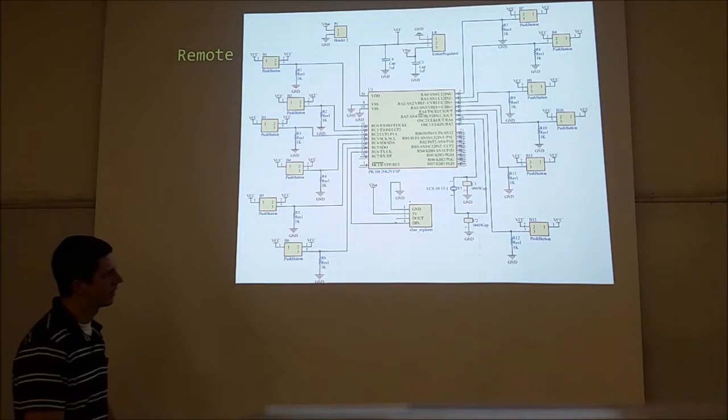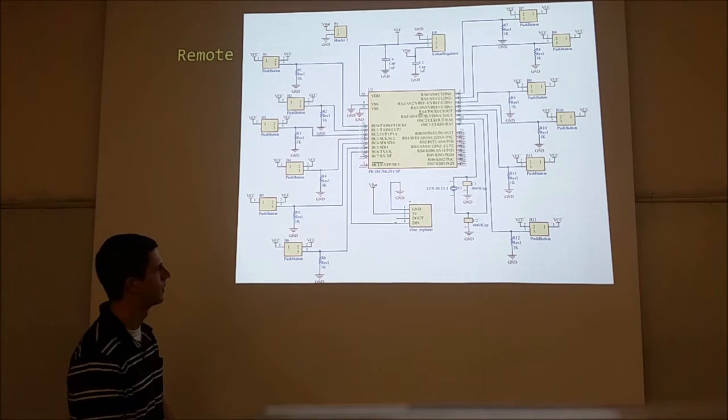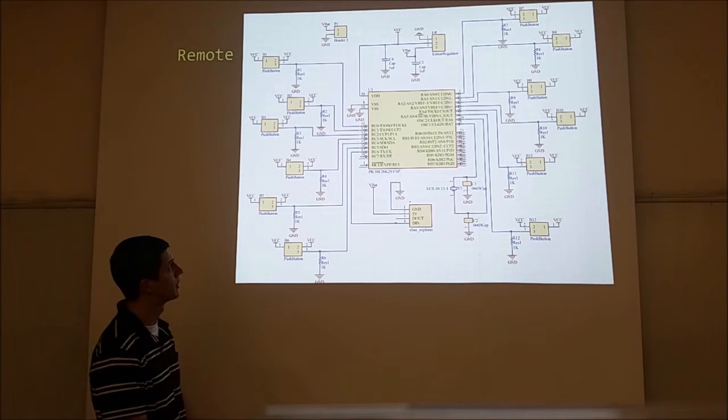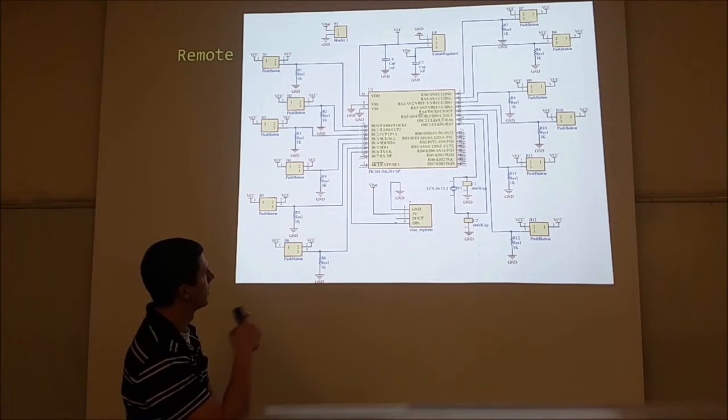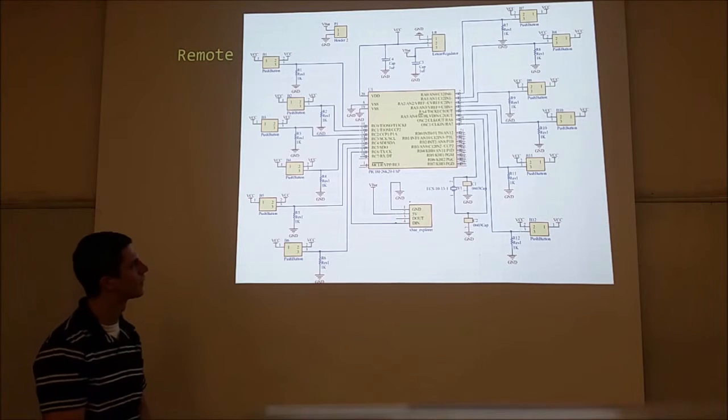Here's just the schematic for the remote. We got the 2620 PIC in there. Got all your push buttons, 12 push buttons, a linear regulator, and then the Zigbee as well, which goes to the transmit pin on the PIC.